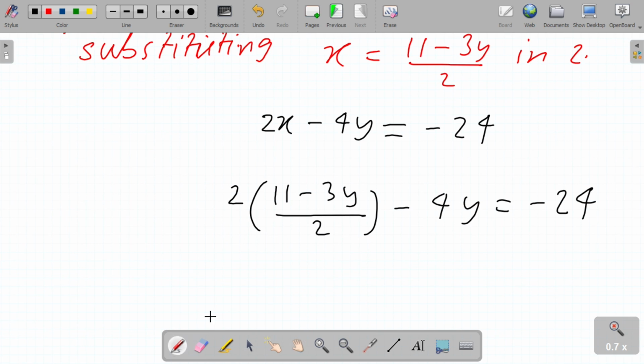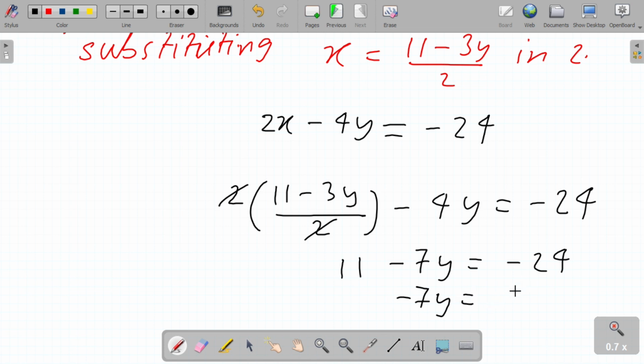Now we can cancel out the 2, and what's left? 11 minus 3y minus 4y. So it will become 11 minus 3 and minus 4, which will be minus 7. So minus 7y equals minus 24. So minus 7y will be equal to minus 24 minus 11. This 11 will go here and it will become minus. It was plus here, so on the other side it will be minus.